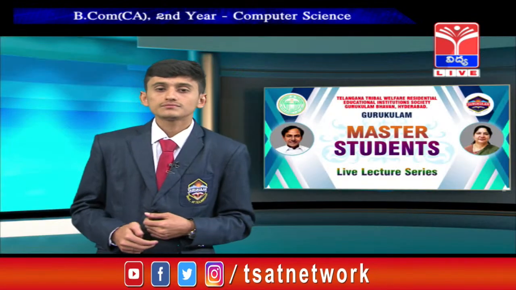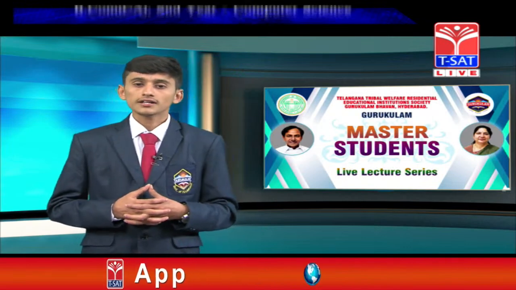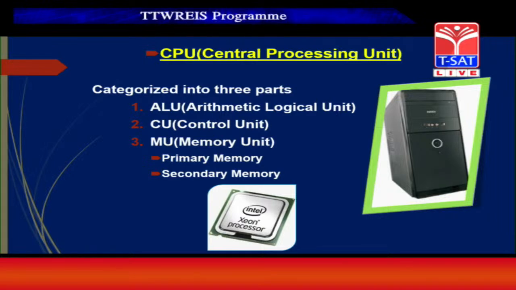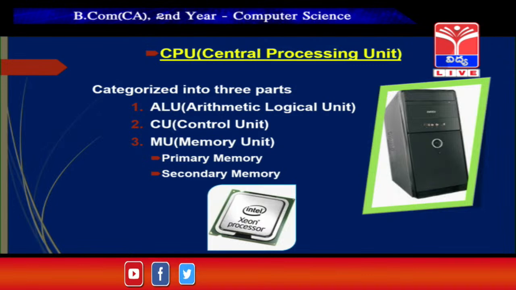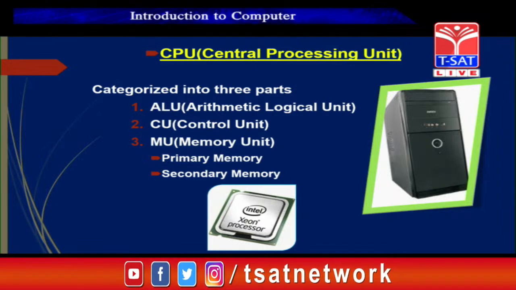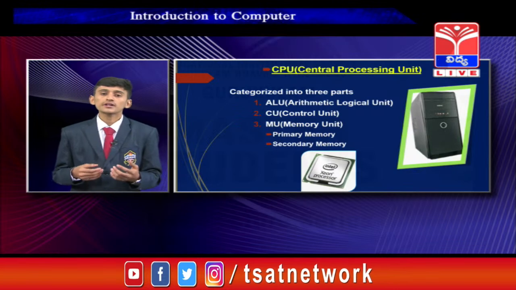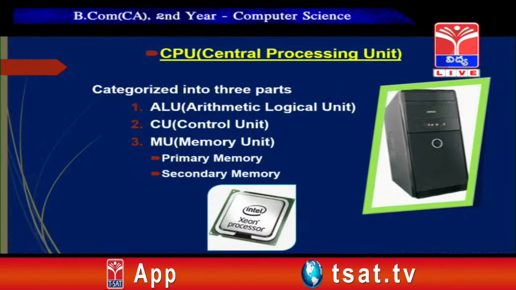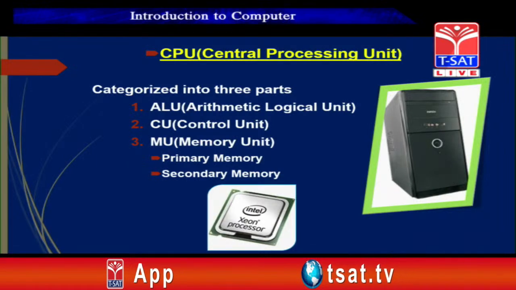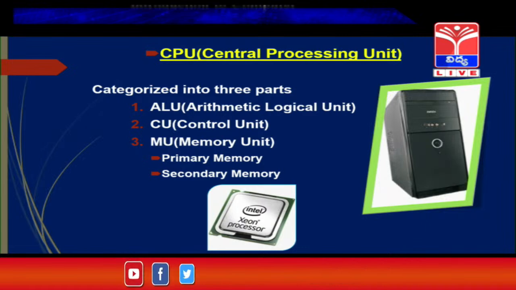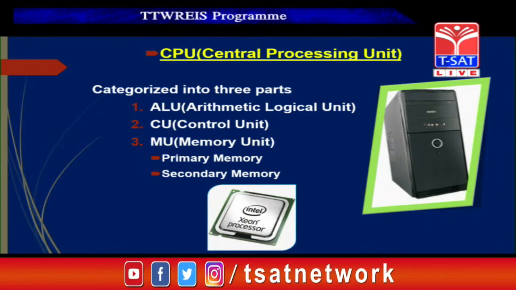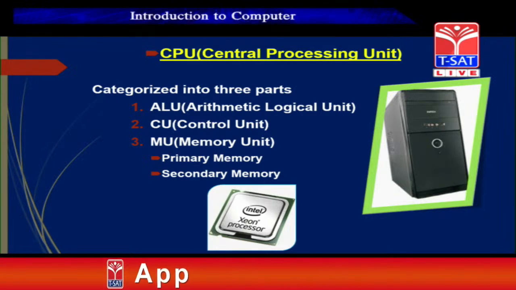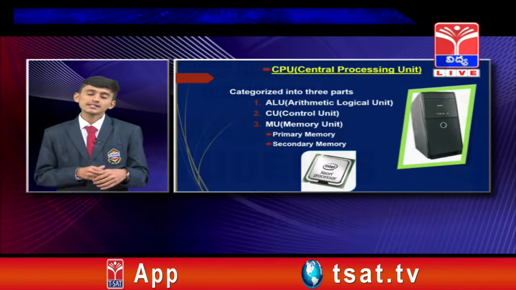Next, the CPU. The CPU is the middle part of a computer, and it is the main heart of the computer, because when we compare it with a human, the heart is the main part of the human body. In the same way, the CPU is the main part of a computer. The CPU can be expanded as central processing unit, and the CPU is again categorized into three parts: ALU, CU, MU, and MU is again classified into two types, primary memory and secondary memory. Here we will discuss them one by one.